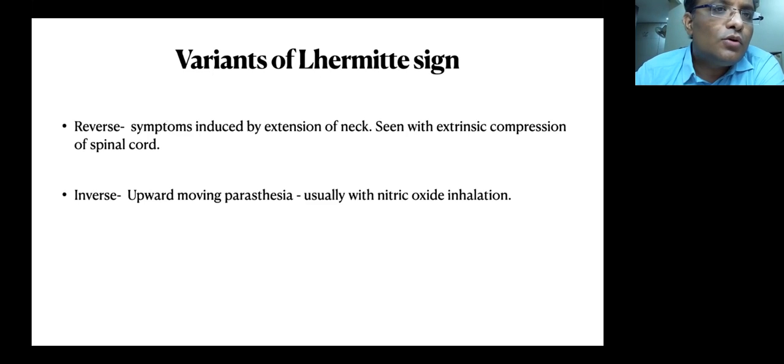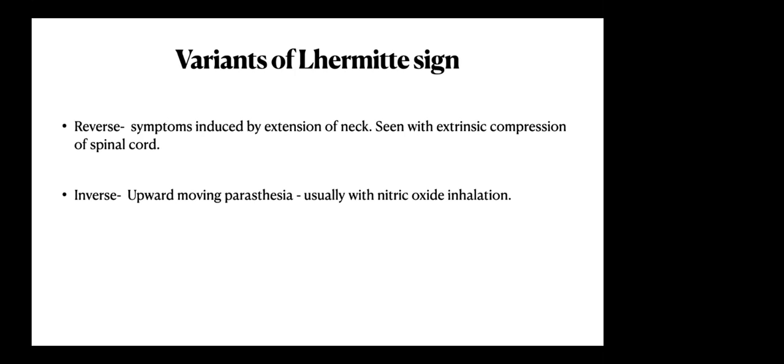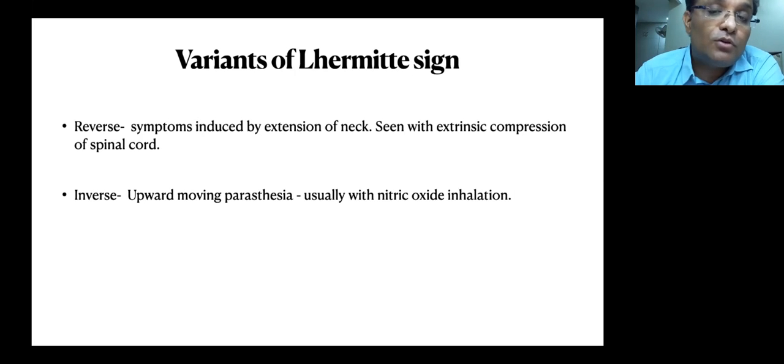Now, to conclude, in the final slide, there are two variants of Hermit sign. One is a reverse Hermit sign, in which the symptoms are induced by extension of the neck. It is seen with extrinsic compression of the spinal cord. And the other is inverse Hermit sign. It is like upward moving paresthesias instead of downward moving paresthesias. It is reported with nitric oxide inhalation and possibly B12 depletion.